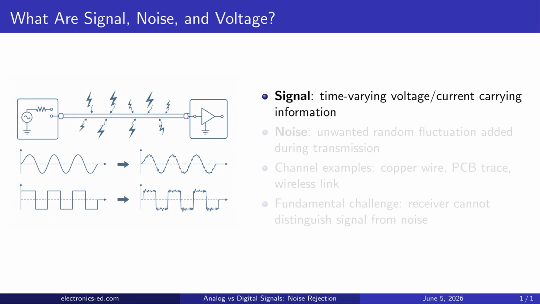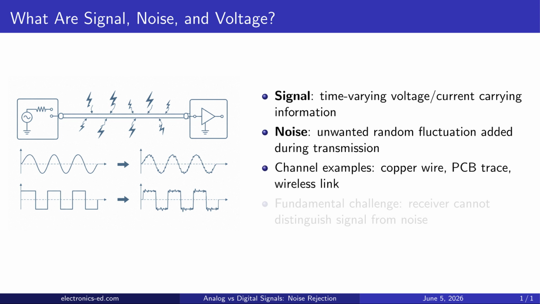A signal is simply a time-varying voltage or current that carries information from one point to another. Noise, on the other hand, is an unwanted random fluctuation that gets added to the signal during transmission. The channel could be a copper wire, a trace on a printed circuit board, or even a wireless link. The fundamental challenge is that the receiver cannot easily tell the original signal apart from the added noise.